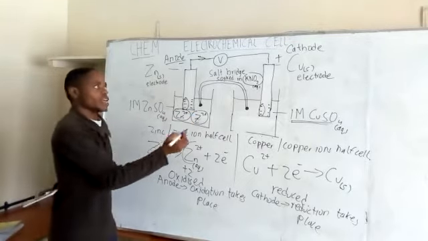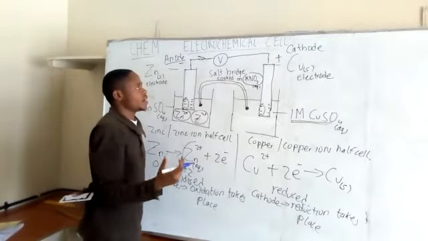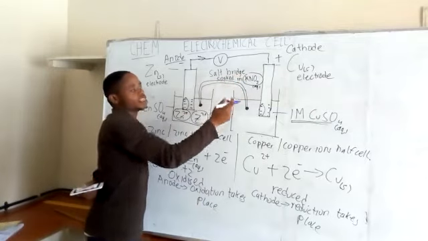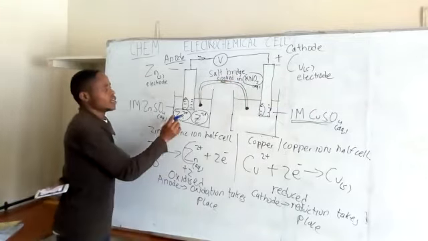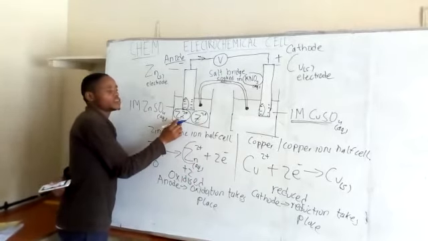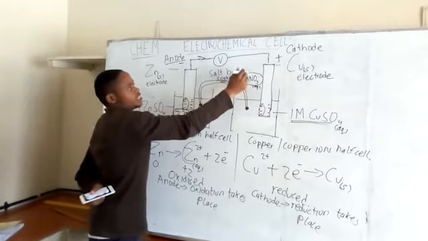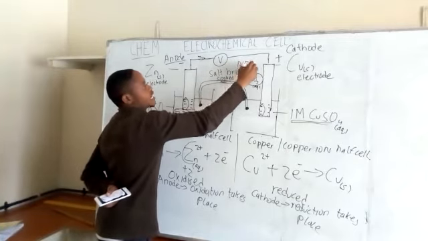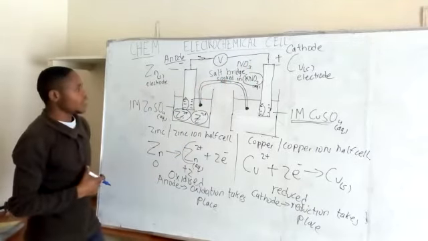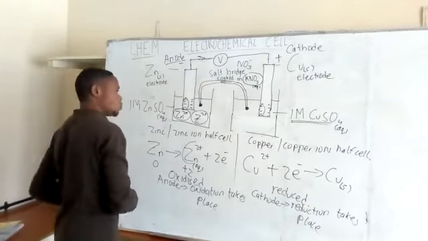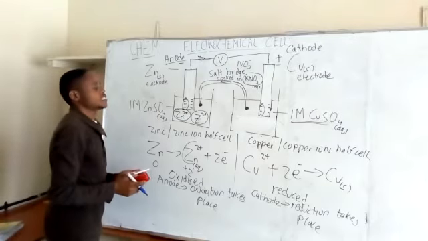That's why our salt bridge is soaked in a solution of potassium nitrate, which is going to bring a balance, because here we have positively charged ions. In potassium nitrate we have the negatively charged nitrate ion, so they are going to balance the charges.